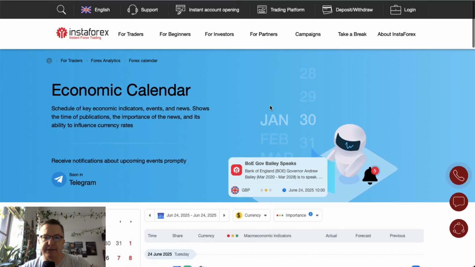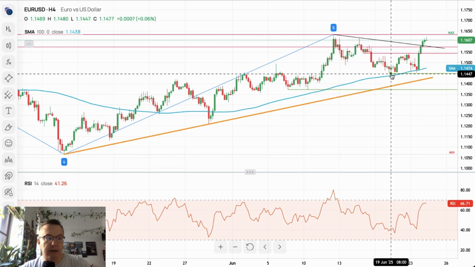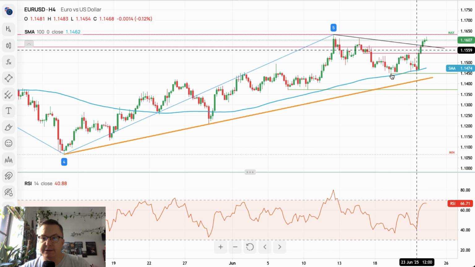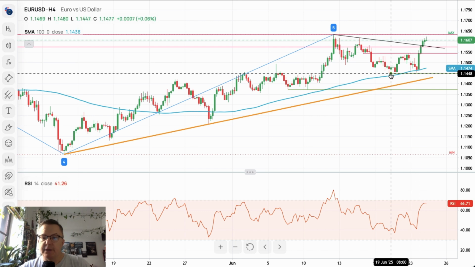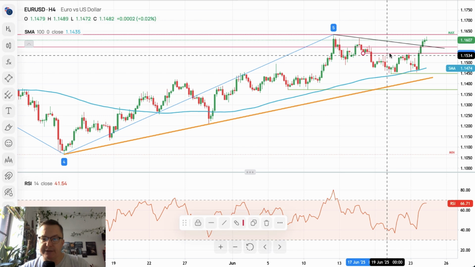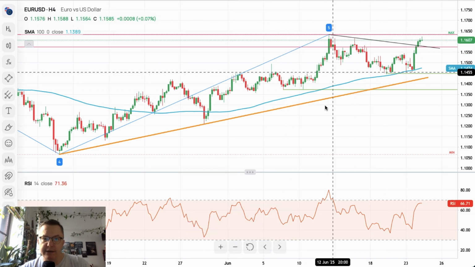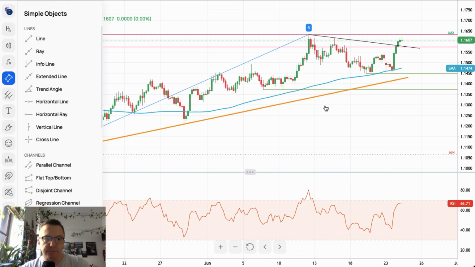Without any further ado, let's take a look at charts. For our chart of the euro dollar, it is apparently trading way higher than yesterday after it found the technical support at 1.1448. We broke above the technical resistance at 1.1542, and now we are inside of the supply zone.